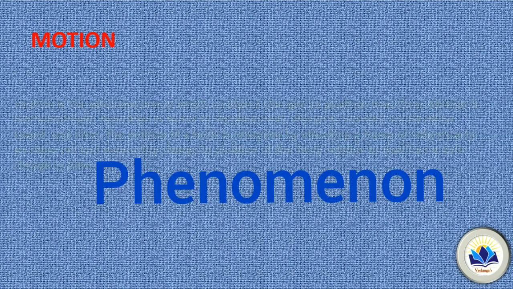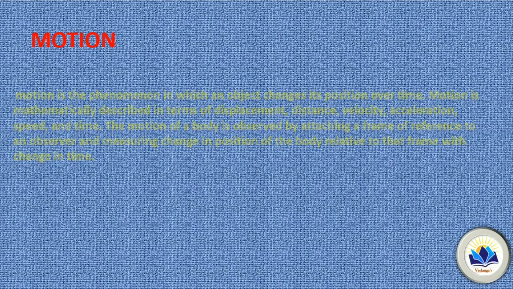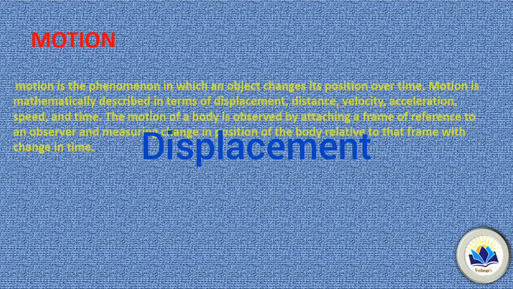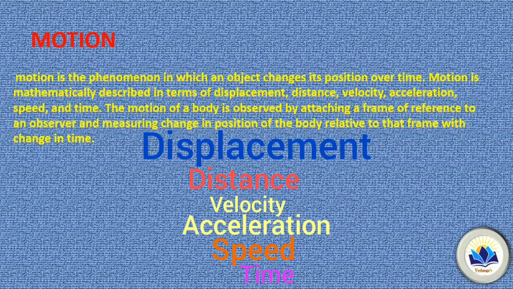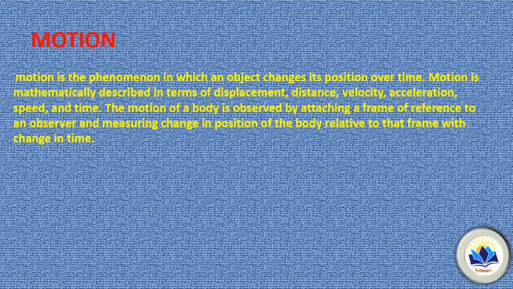So coming to motion, motion is the phenomenon in which an object changes its position over time. Motion is mathematically described in terms of displacement, distance, velocity, acceleration, speed and time. The motion of a body is observed by attaching a frame of reference and measuring changes in position of the body relative to that frame with change in time.